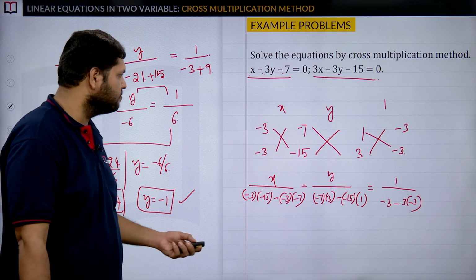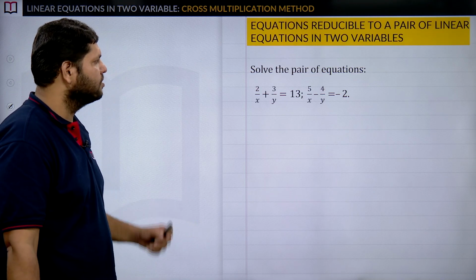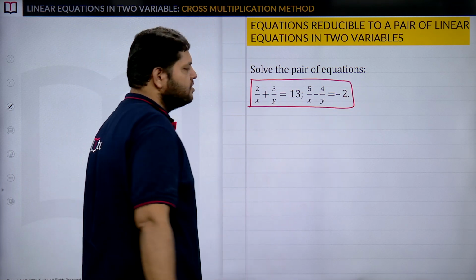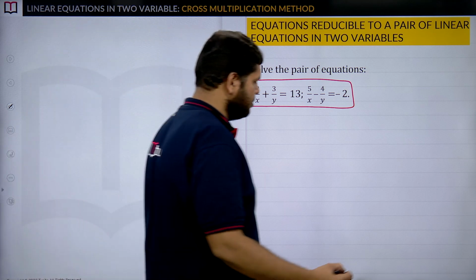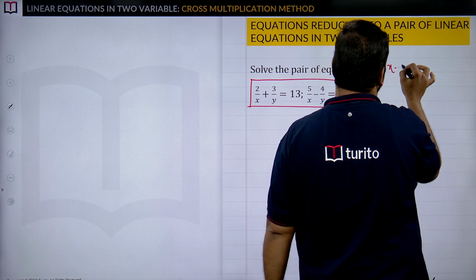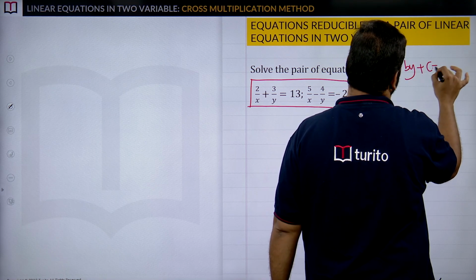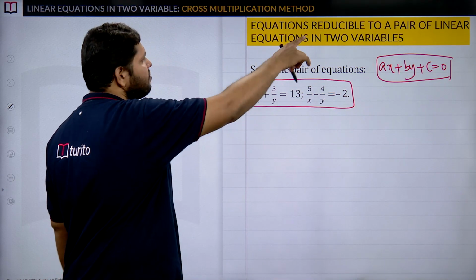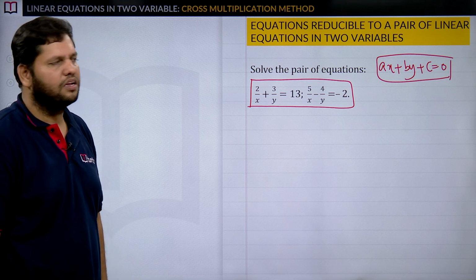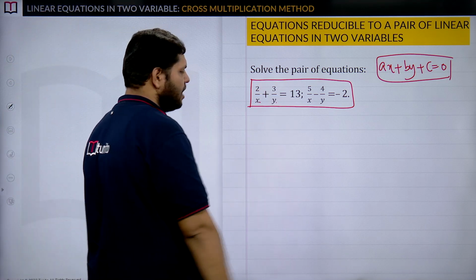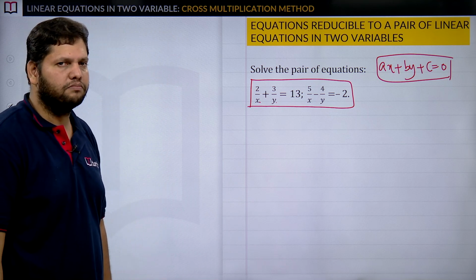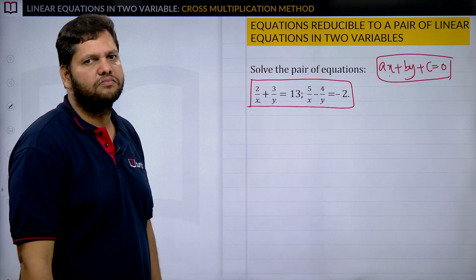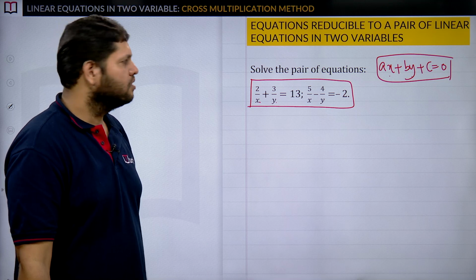Okay, fine. Children, let us see another question. Now, children, this is a different type of question, because it is not in the form of ax plus by plus c form, isn't it? So this is not in the form of ax plus by plus c is equal to 0. So the equations are reducible to a pair of linear equations. Here the variable is in denominator form. Actually we want the variable in numerator form, yes or no? Like ax plus by plus c is equal to 0. Clear, children?